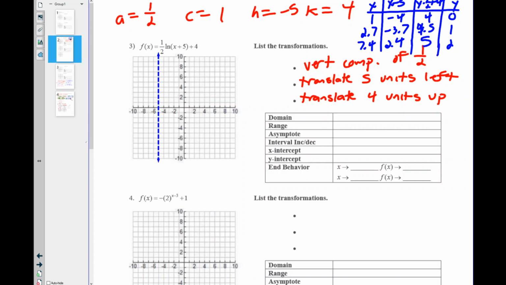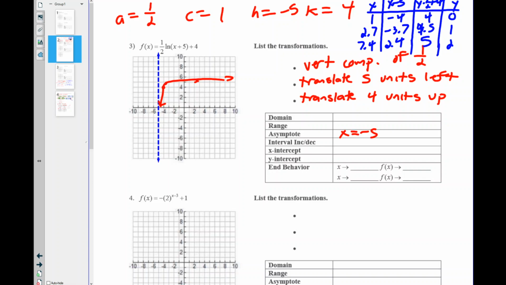So negative 4, 4, negative 3.7, and 4.5. Like right around there. Ooh, it's tight. And then 2.4 and 5. So it looks something like that. It's compressed. The asymptote would be x equals negative 5.